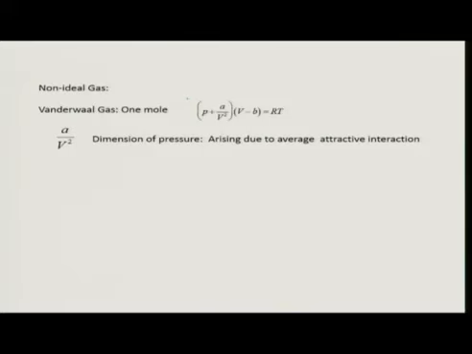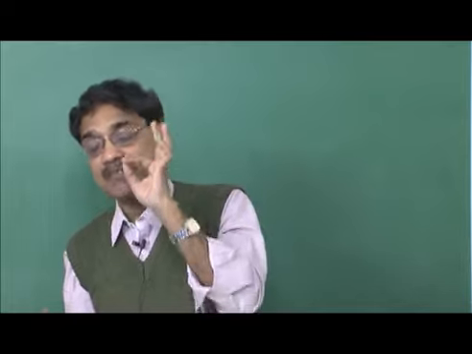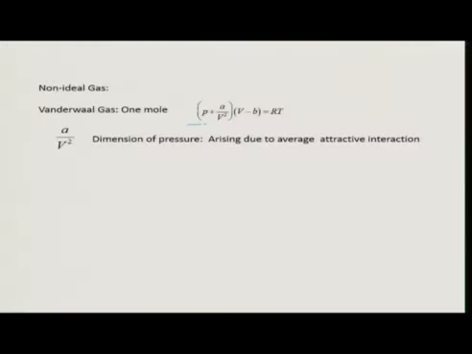Now, then we went to non-ideal gas. Non-ideal gas is a van der Waals gas. For van der Waals gas, the equation of state for 1 mole of van der Waals gas is given like this. Okay? So, this is very important that you note that there are two corrections. One correction is A by V square, other correction is B. Okay? First correction, as I told you, is a correction to pressure, and this fellow A by V square must be having dimension of pressure.